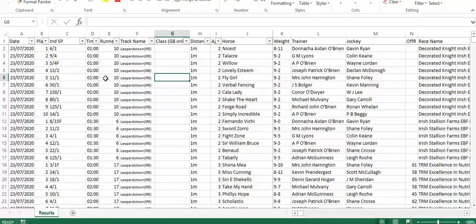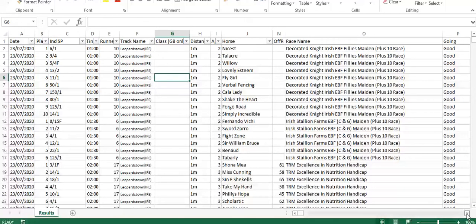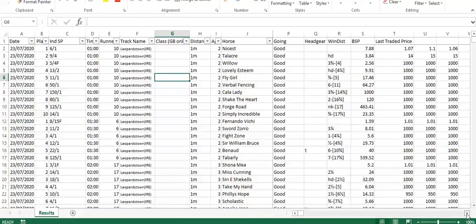So the extract that we've got available for you to look at the moment was taken from the 23rd of July, and it is basically a detailed results download file which gives you information throughout the course of the day. All data in there is pretty self-explanatory. So we've got the details of the race name, the going, the headgear, the winning distance, the bet for SP, and then we've got the traded price in play. So this is where the file really comes into its own.